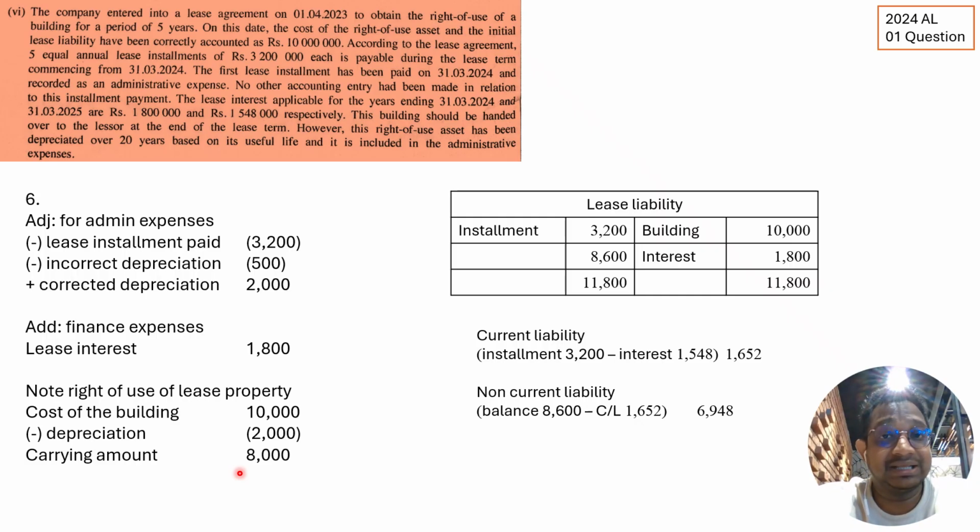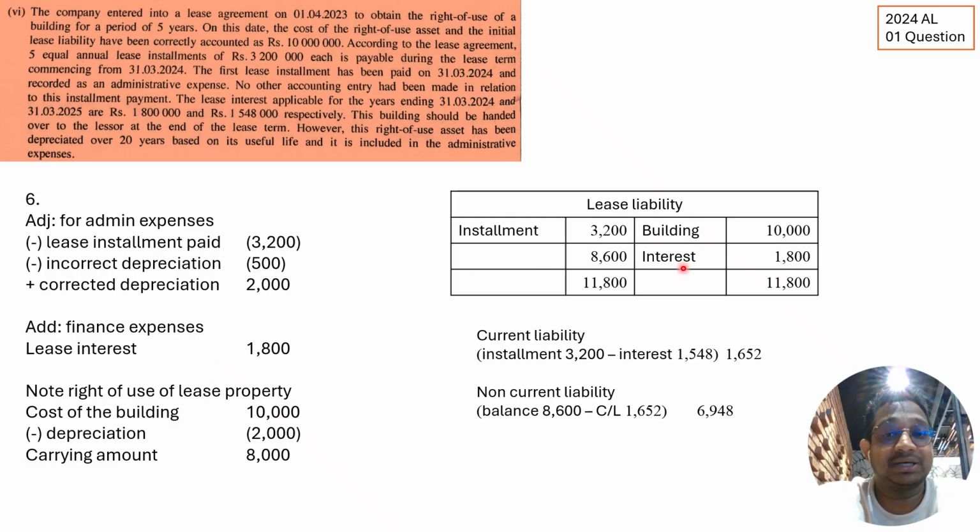So this is the amount that you should mention in your non-current assets, right? But what they did, they did the depreciation based on useful life, and that's incorrect, which means by dividing 10,000 by 20 useful years. So the incorrect depreciation you should minus from administration expense, and then we have to write down the corrected depreciation in administration expense, right? And the lease interest you have to record in finance expenses.